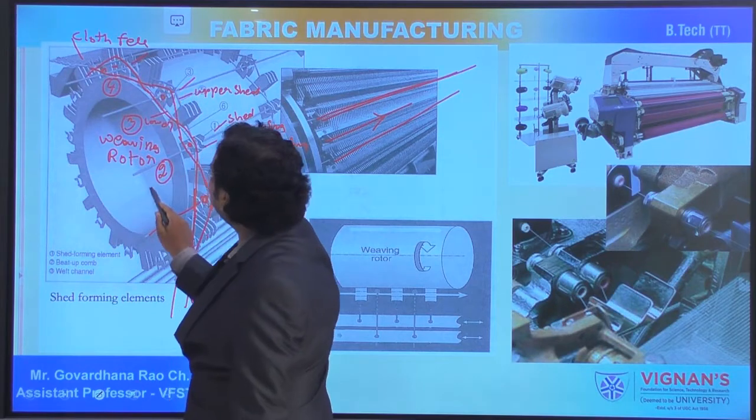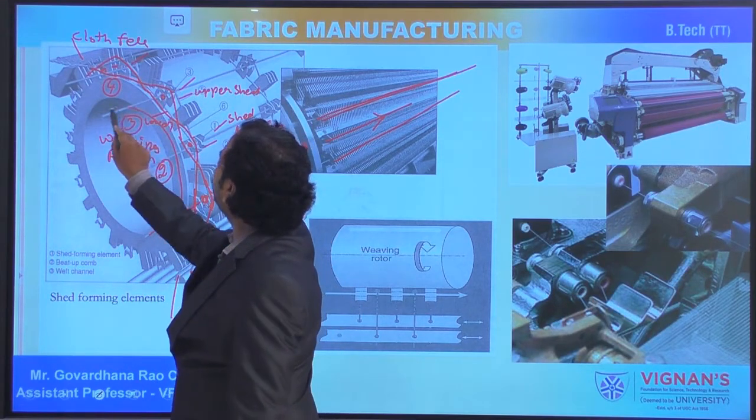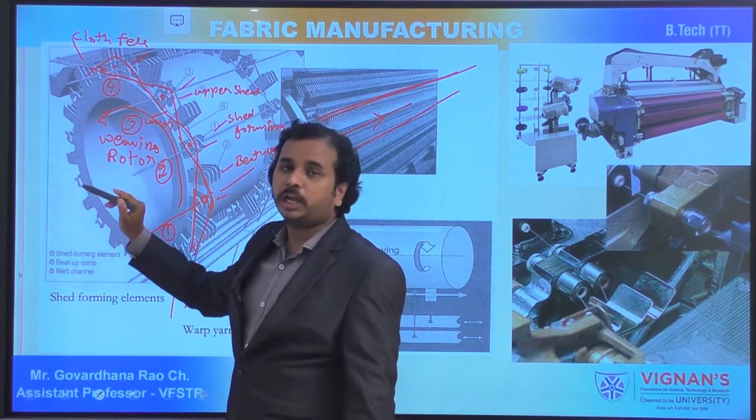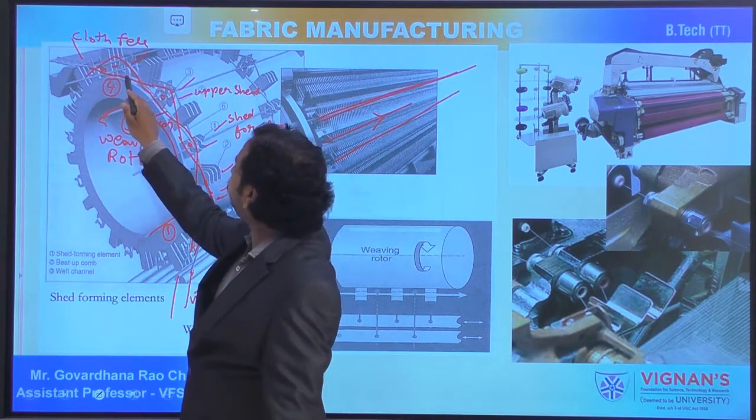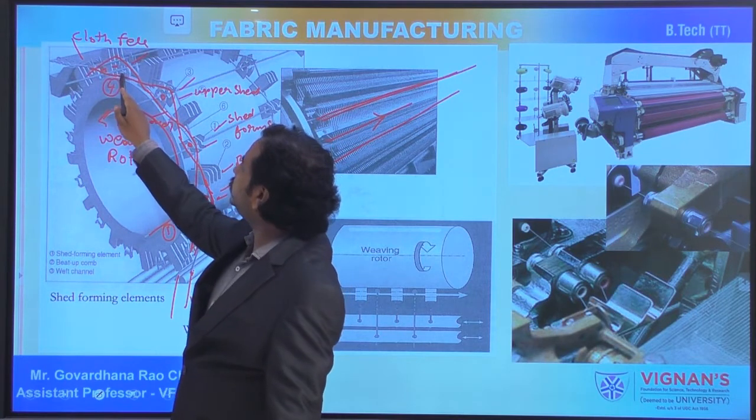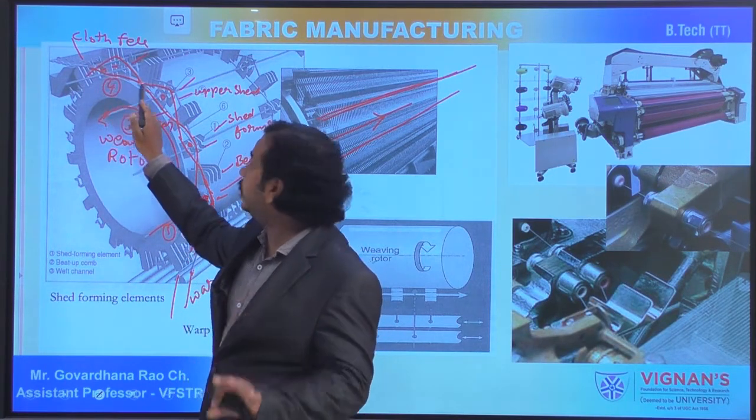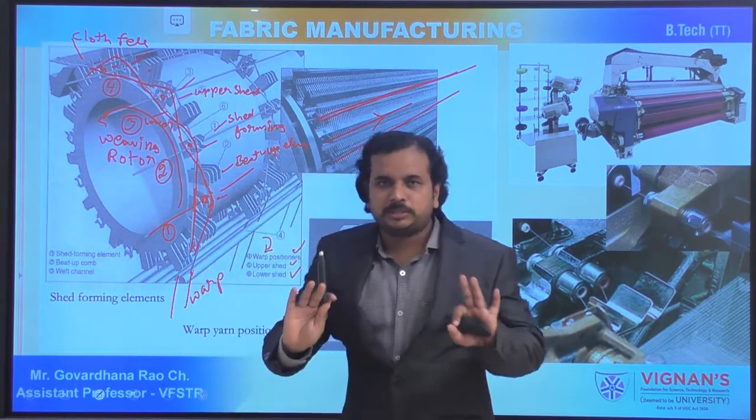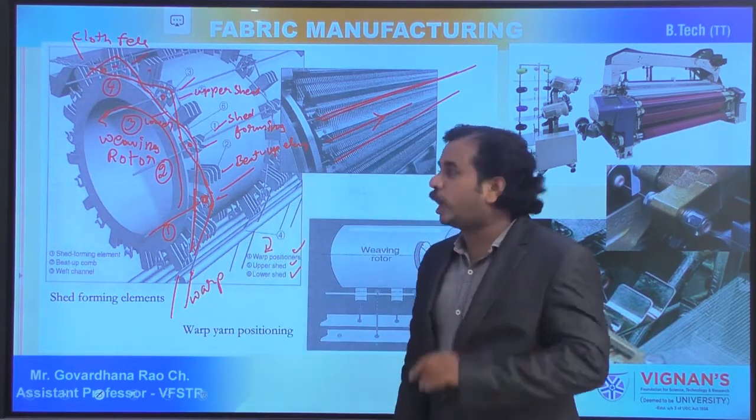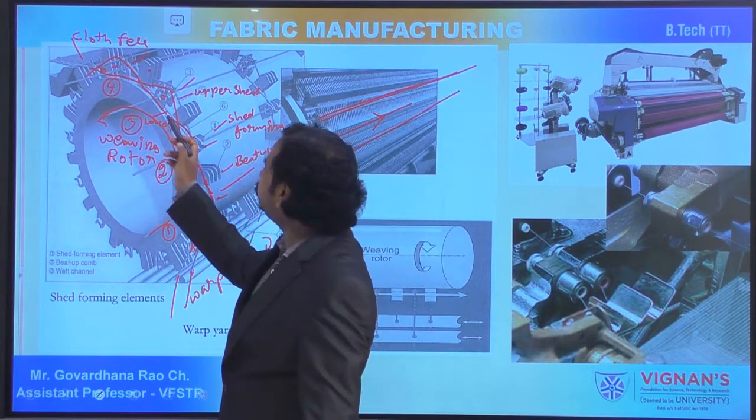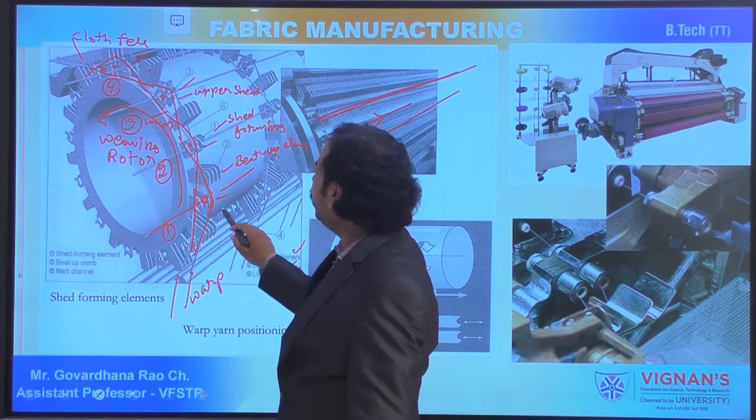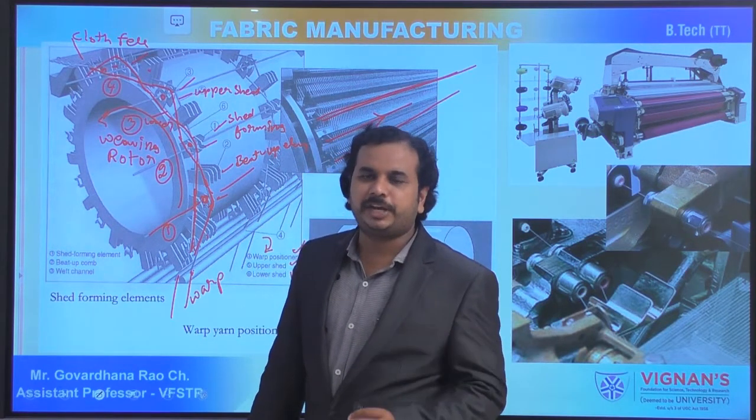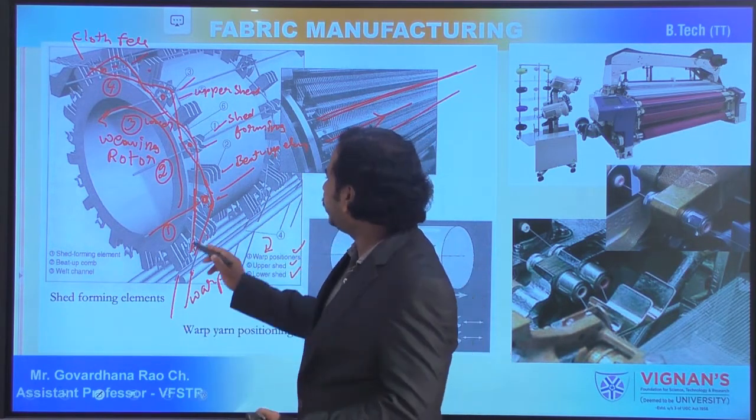So these beat up elements, the rotor is rotating like this towards the side of the fell of the cloth. After weft insertion, the newly inserted weft yarn is going to be beaten up with the help of these beat up elements simply. Okay, so this is how these 4 sheds are going to form simultaneously, and 4 weft yarns are going to be inserted in the 4 sheds and the 4 beat up elements.